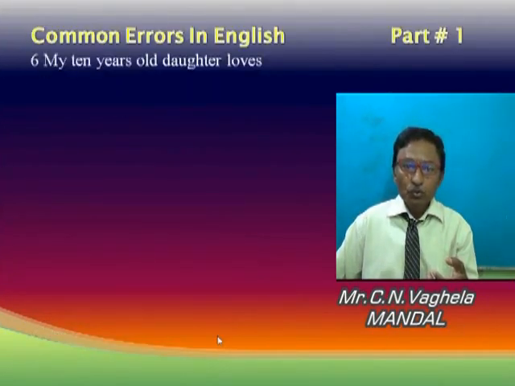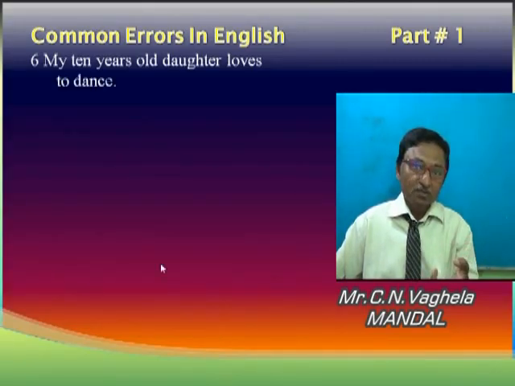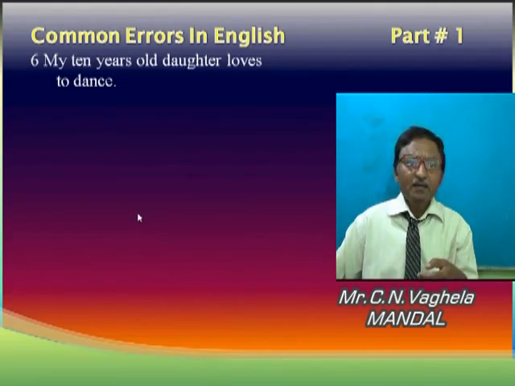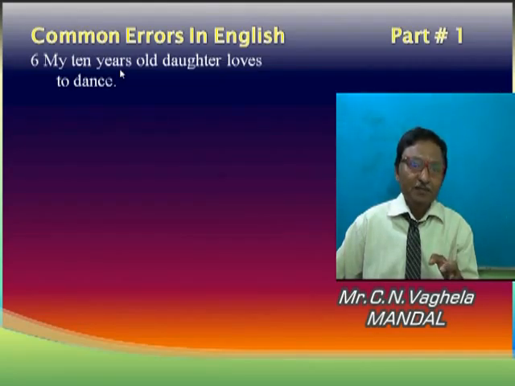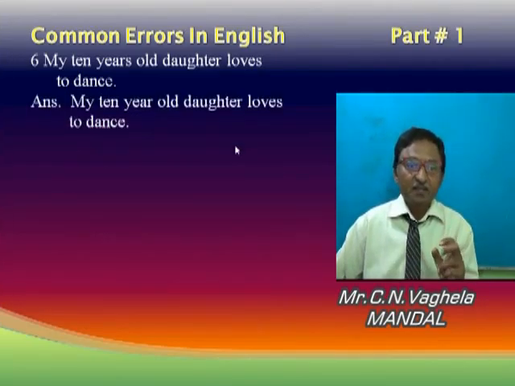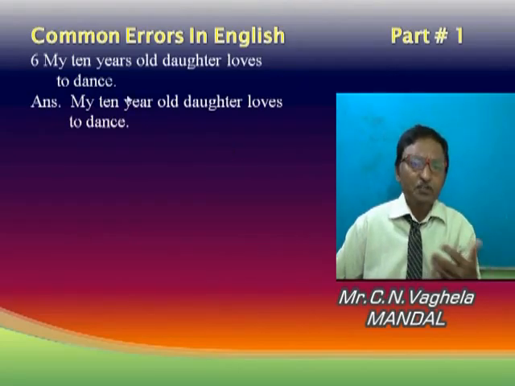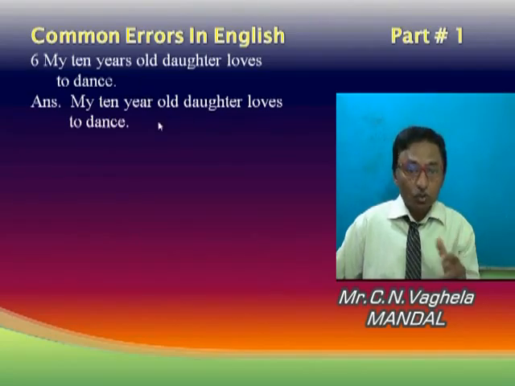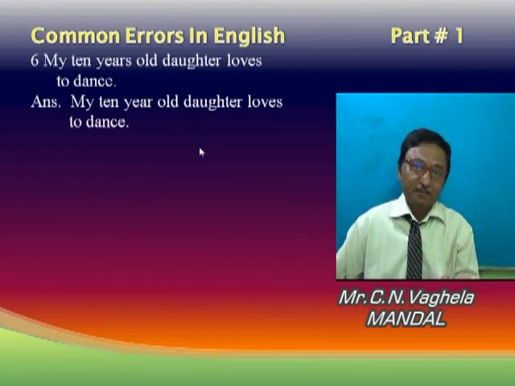My 10 years old daughter loves to dance. Here "10 years" is used as an adjective supporting "old," and we never make plurals of adjectives. So the correct sentence is: My 10-year-old daughter loves to dance. Never say "10 years old" or "5 years old" in this way. My 10-year-old daughter loves to dance.